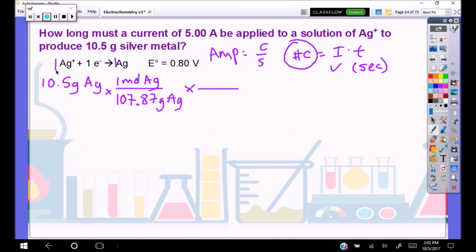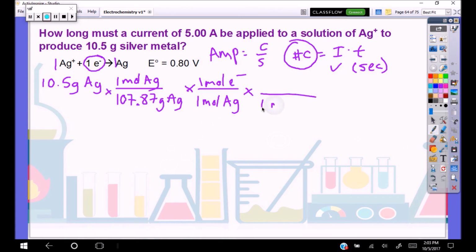I have moles of silver because my grams have canceled out. I'm now in moles of silver. I want moles of silver to cancel out, so I'm going to use that coefficient of 1 next to my silver, and I want to figure out how many moles of electrons I have. Well, the good news is you can use your balanced equation here to do that. I have 1 mole of electrons for every 1 mole of silver. Now I'm in moles of electrons, and I can get back to coulombs.